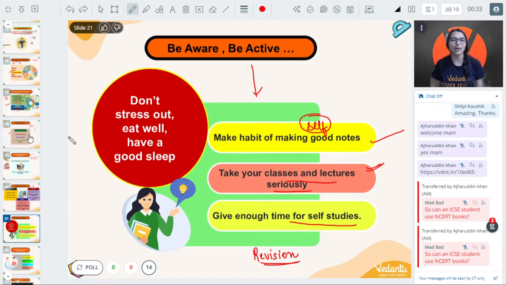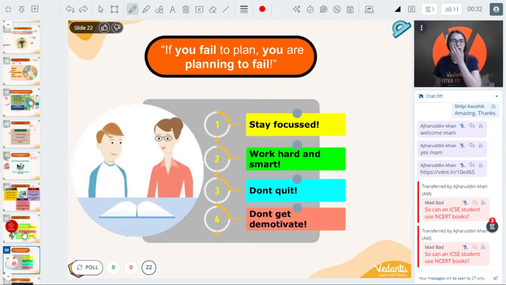There is no substitute for self-studies. Theek hai? Aisa ho sakta hai, kabhi kabhi you don't get enough time. So what you can do, aap weekends pe kar sakte ho for the entire week, whatever you did. You can go through that. Hai na? That is one thing.